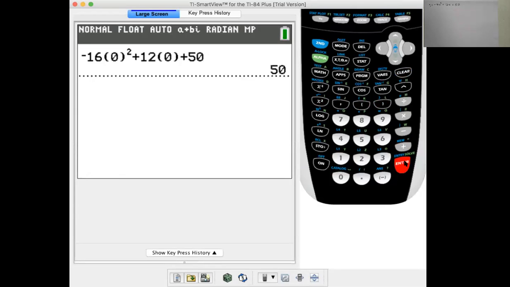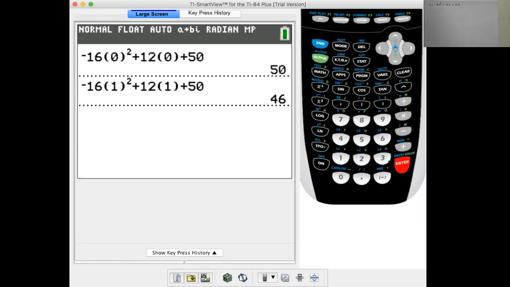So at 1 second, now what is the height? Where is it at 1 second? So -16 times 1 squared plus 12 times 1 plus 50 gives us a height of 46 feet. So it's not even as high as the building. So she had a soft toss. 1 second later, it's actually below her feet. It's 46 feet above the ground.